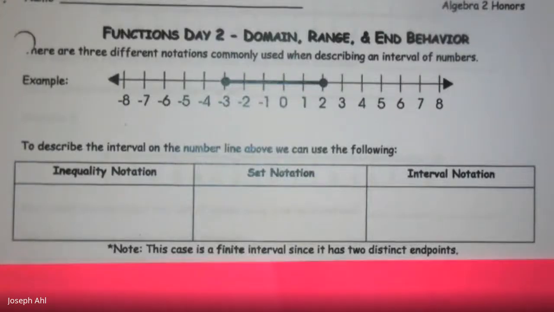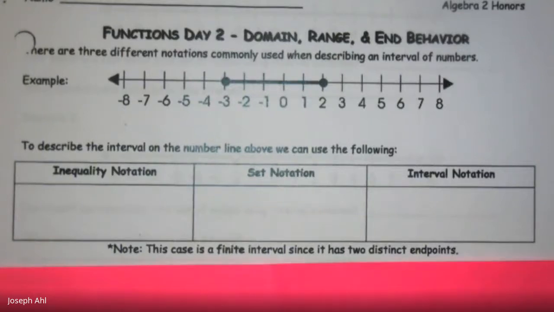Hey, Algebra 2 Honors students, this is going to be Functions Day 2. These are notes that are in your packet, and I believe it's on page 17. So if you want to open up your packet to get started, today we're talking about the concepts of domain, range, and also end behavior.